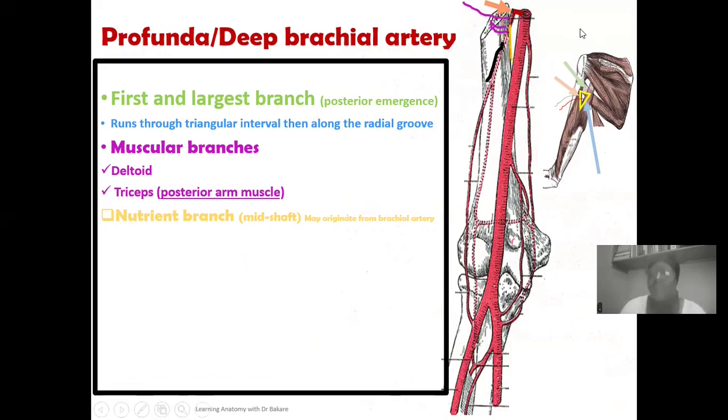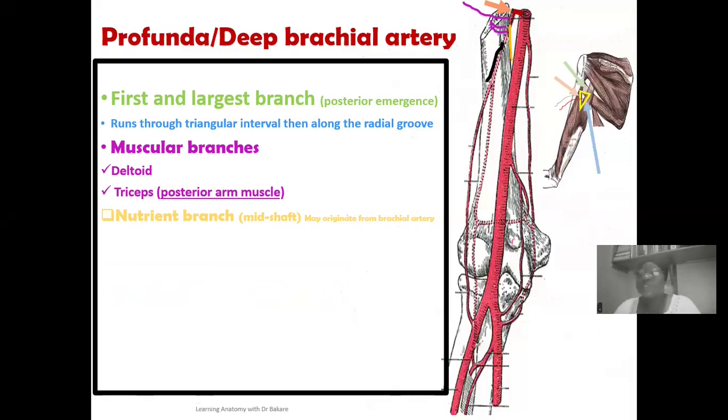This nutrient branch is mostly seen as an emergence from the profunda or the deep brachial artery, but may sometimes be seen as a direct emergence from the brachial artery. This nutrient branch will be seen to emerge around the mid-shaft region, where it will be directed towards the nutrient foramen of the humerus. And this is why it provides supply for the humerus itself. So after giving off these branches, it is then seen to be directed through the radial groove.